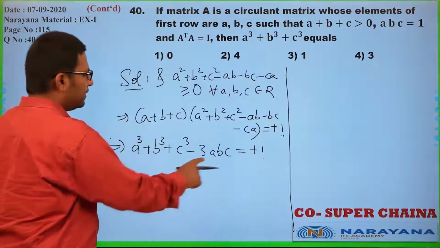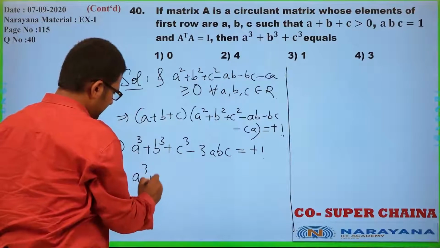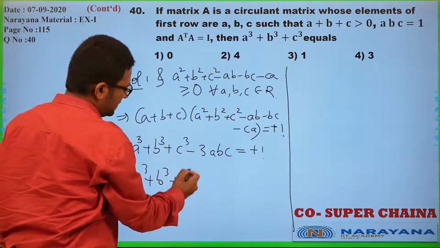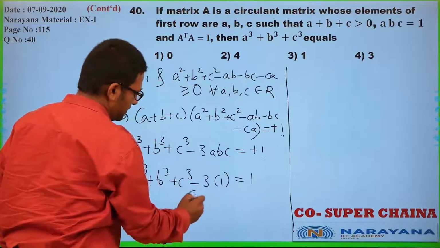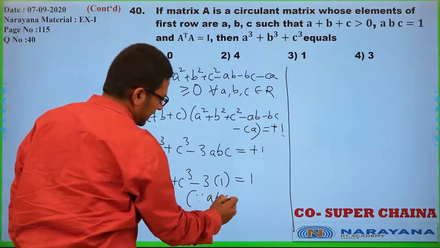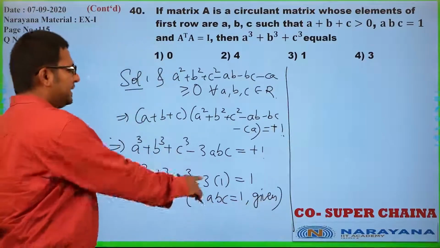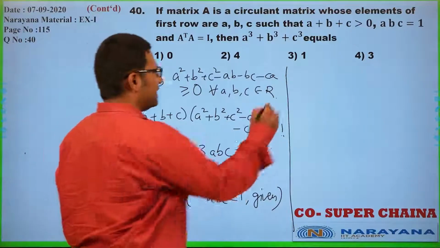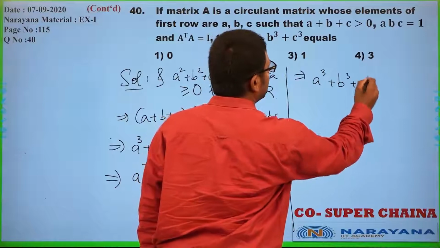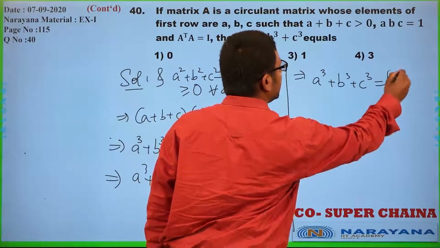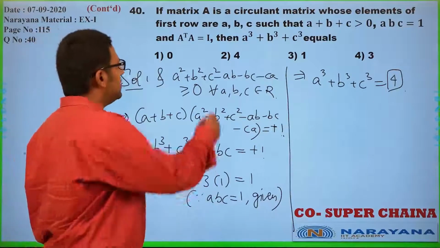And now, it is given abc is 1. So a cube plus b cube plus c cube minus 3 into 1 is equal to 1, since abc equal to 1 is given. Take the minus 3 to that side. What are we left with? a cube plus b cube plus c cube is actually equal to 4. That is your answer.